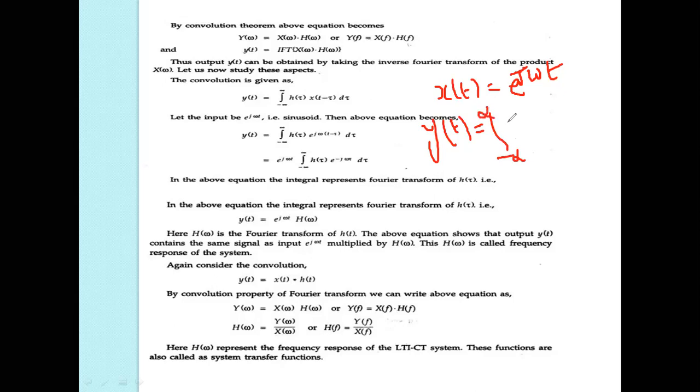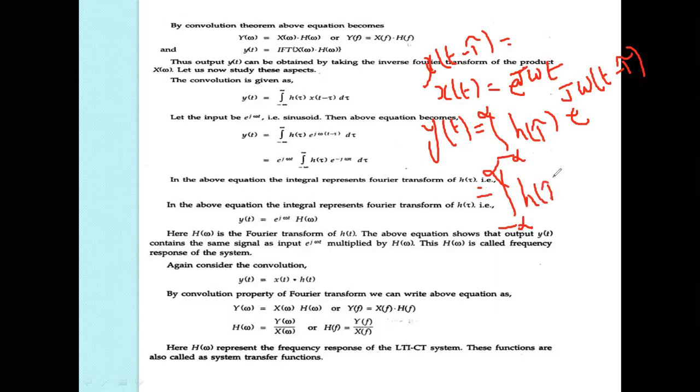Now I can substitute in this equation: y of t is equal to the integral from minus infinity to infinity of h of tau. What is the x of t? E power j omega, but here it is x of t minus tau, instead of t there is a t minus tau. So e power j omega into t minus tau. Why? The t is replaced with the t minus tau, my students. Okay, that is equal to the integral from minus infinity to infinity of h of tau. Now you can split this exponential into two parts, e power minus j omega tau and e power j omega t.